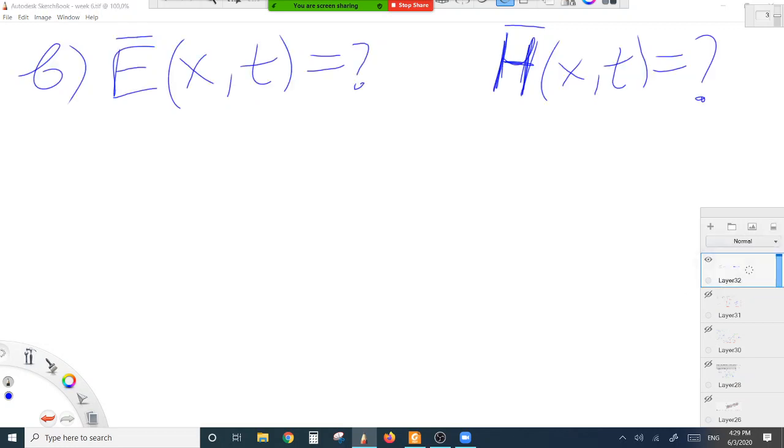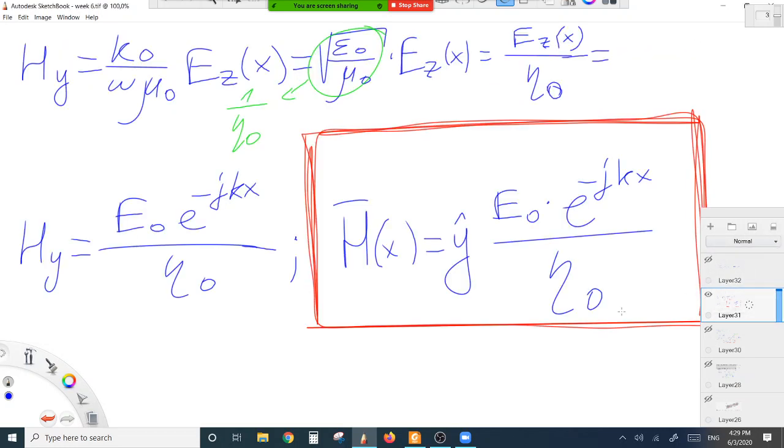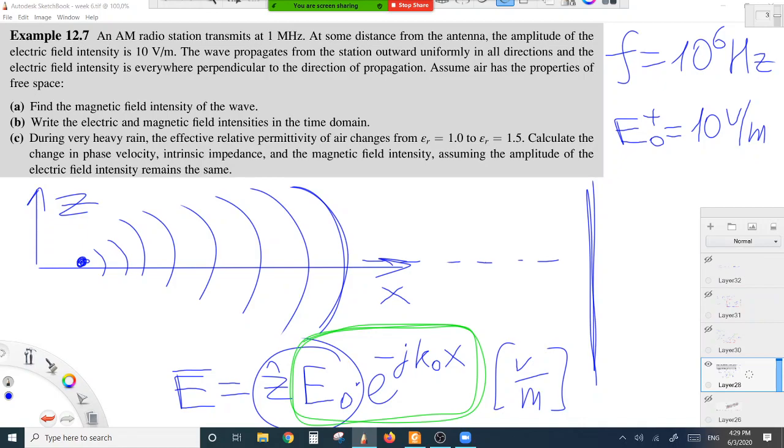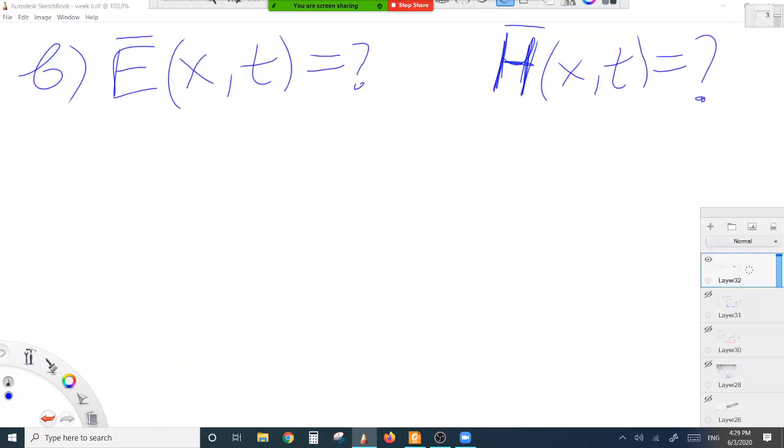If you pay attention here, we've written in the form of phasors. This is also in the form of phasor. Now we need to write in the time domain. Do you have any idea how to write electric field intensities and magnetic field intensities in time domain?